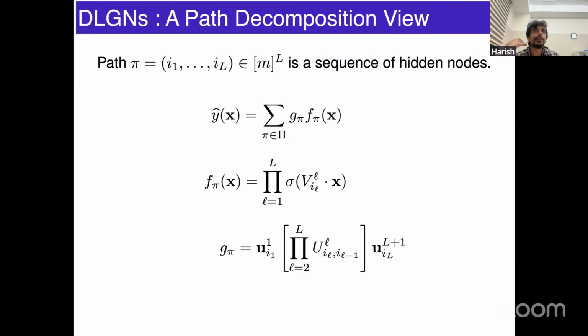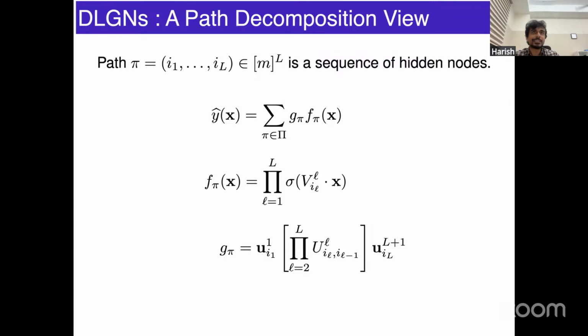Like, for example, you can pick, let's say, node 1 in layer 1, node 2 in layer 2, node 3 in layer 3, and node 1 in layer 4, and so on. So for each layer, you can pick one of the M nodes. So you have L choices to make. So it's M power L possible paths here. So that's your path pi. So you can sum over all the M power L paths.